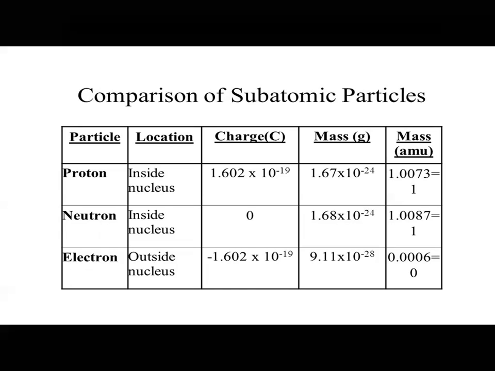Neutron, it is present inside the nucleus. Charge is 0. Neutral particle. Mass is almost the same, 1.67, or you can keep it as 1.68 into 10 raised to minus 24. And relative mass is 1. Electron, charge is minus 1.602 into 10 raised to minus 19 coulombs. Mass 9.11 into 10 raised to minus 28 grams, or 9.1 into 10 raised to minus 31 kg. And mass is, see there, almost 0. Relative mass, you can take it as 0 only.